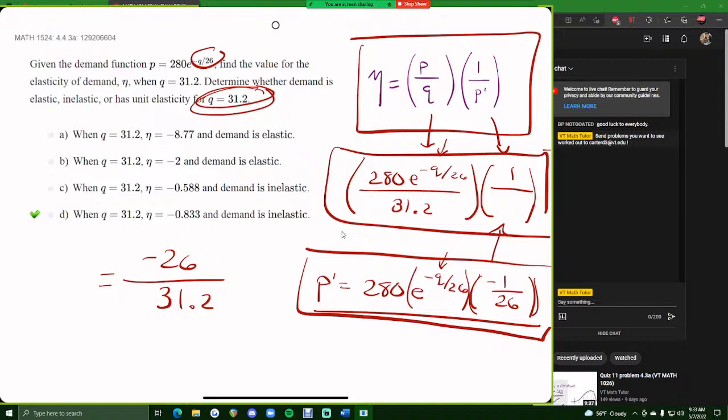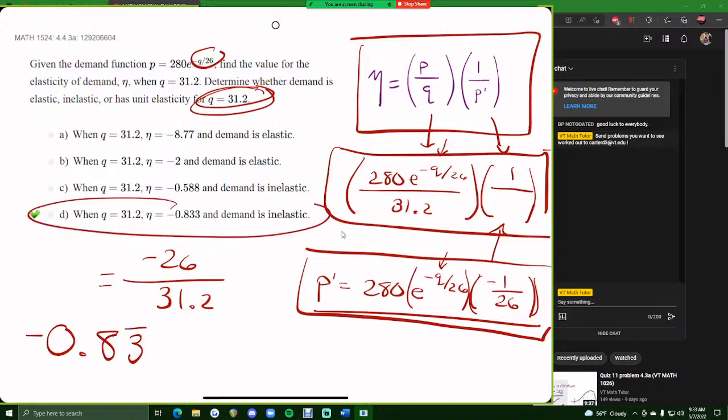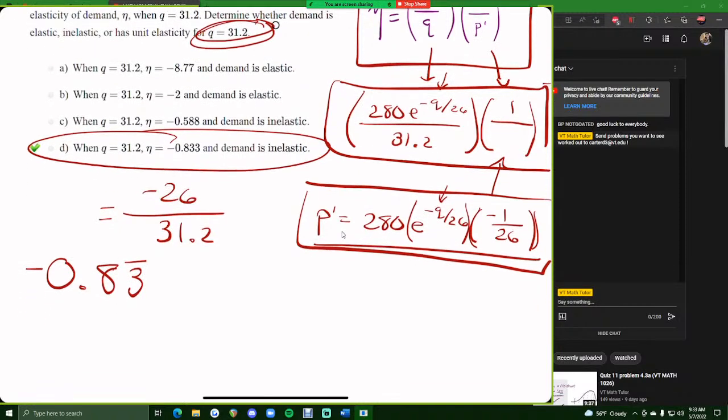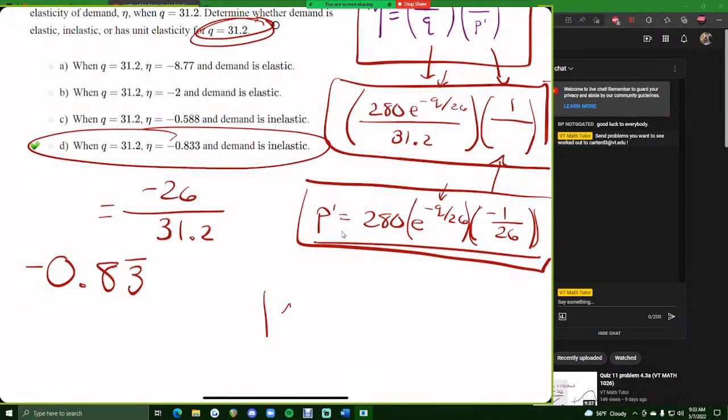Let's give it a shot in the calculator. Negative 26 divided by 31.2 gives us negative 0.83 repeating. And that's our answer. And just as a reminder, it is inelastic because if you took the absolute value of it, you would get positive 0.83, and the absolute value of it is less than 1.